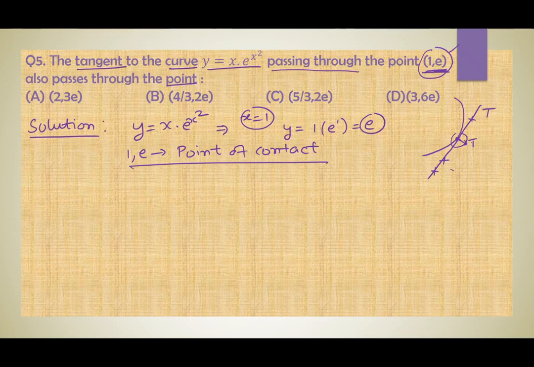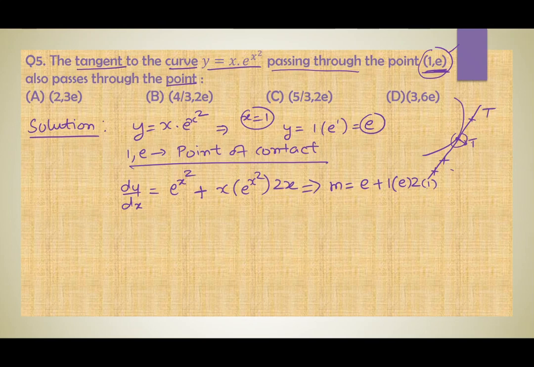Now I'm going to differentiate this curve quickly. So I'll get dy by dx is equal to, by the product rule, e to the power x square plus, derivative of x is 1 of course, plus x into e to the power x square into 2x. Now this is at x equal to 1. Let us substitute that. So (1, e) is the point of contact, x is equal to 1. As soon as I substitute that, it will give me the slope. So slope m is of course e plus 1 into e into 2 into 1.